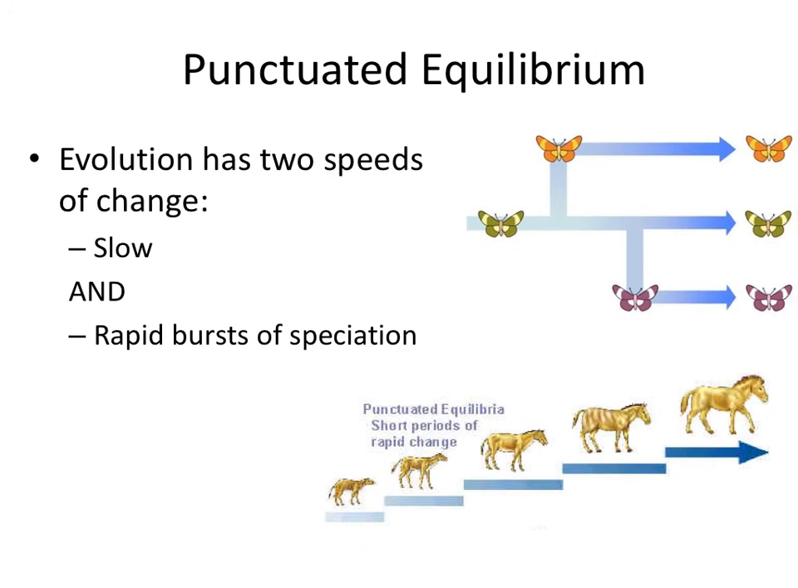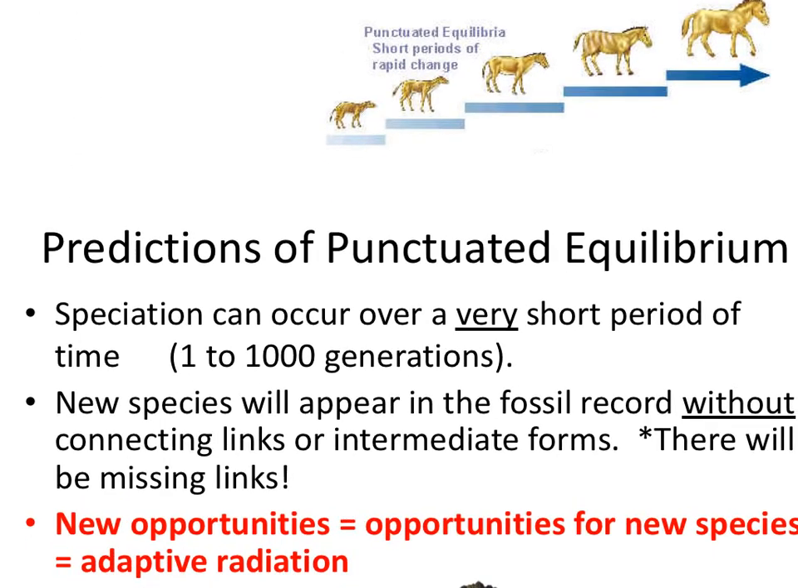Punctuated equilibrium is the idea that things tend to stay relatively the same for a long period of time until there is a massive boom and a massive change. Punctuated equilibrium more so aligns with the evidence that we see in the fossil record. So gradualism and punctuated equilibrium are just two theories about the speed at which evolution occurs.